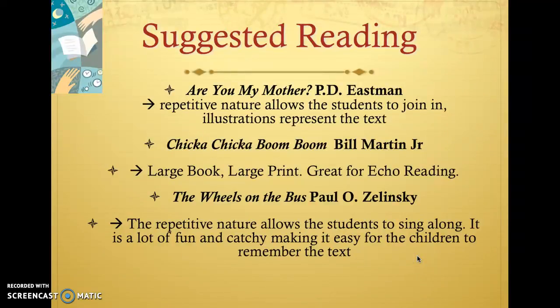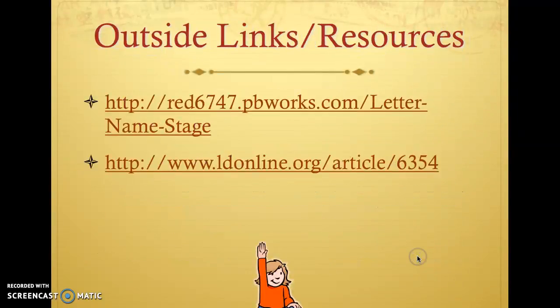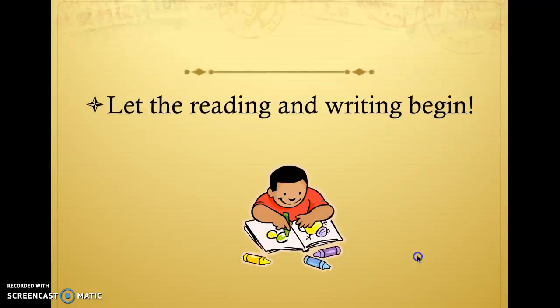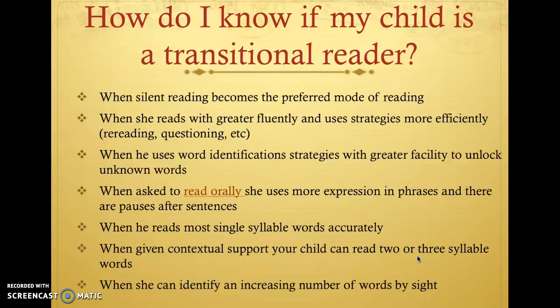And then suggested reading. These are some popular books that are very good for this stage. And more books. Again, we have Brown Bear, but now the child would be able to read it on his or her own. And some links for resources. And now we become transitional learners.